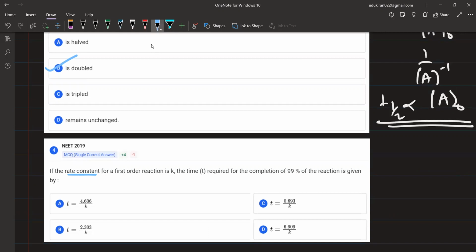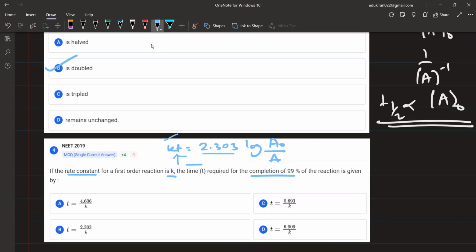If the rate constant of a first order reaction is K, the time T required for the completion of 99% of the reaction is given by. This is a first order reaction, and in first order reaction, KT is equal to 2.303 log of A naught upon A. Now, they have given K, and they have asked the time, right?